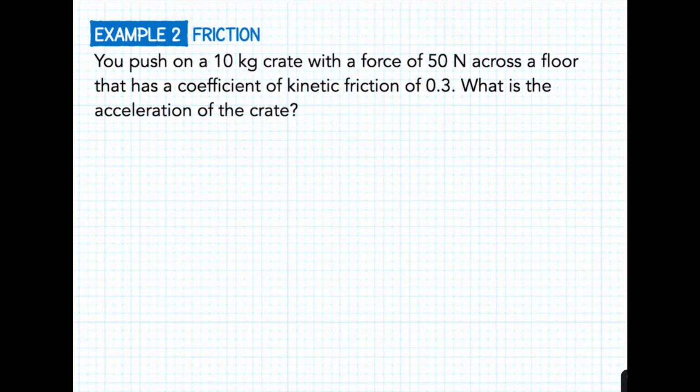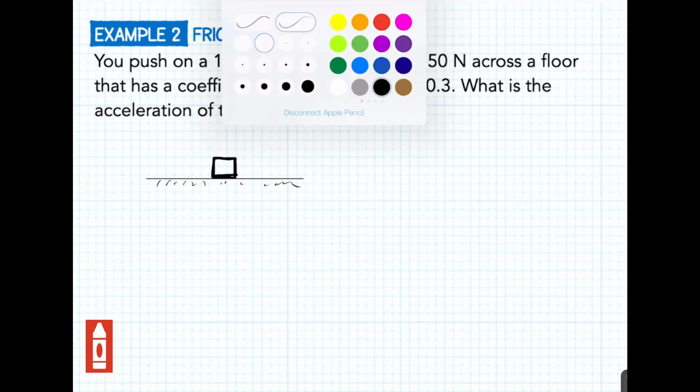Okay. We have a 10 kilogram crate, and we push it with a force of 50 newtons across a floor that has a coefficient of friction of 0.3. And we want to know what is the acceleration of the crate. So first off, we want to draw our crate, right? So here's our floor. Here's our crate. All right. What are the forces acting on this crate?